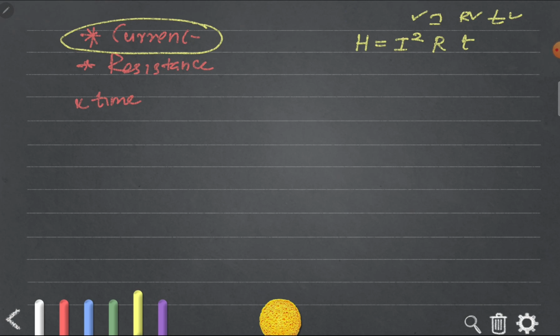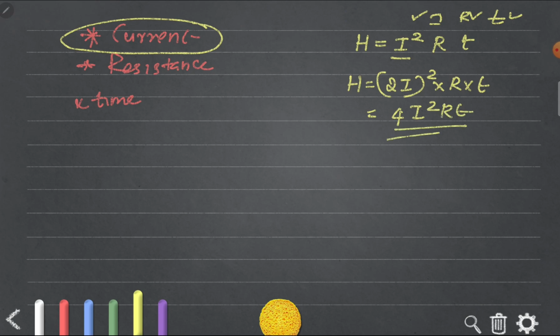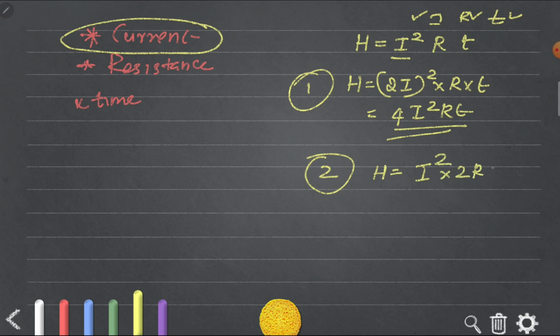So in the first case, let me double I. You will get H is equal to 2I the whole square into R into T. That is 4I square RT. So first case is over. Take the second case, where R is twice. So H is equal to I square into 2R into T. You will get the answer as 2I square RT.